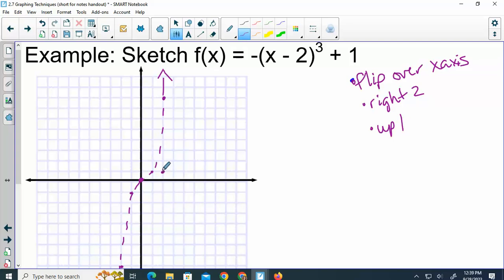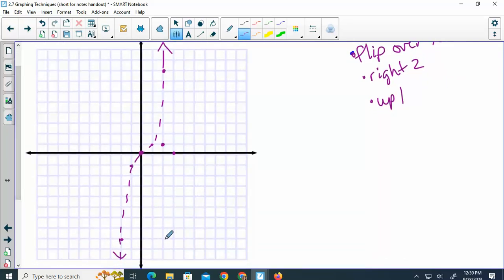Right 2 and up 1. If I take 1, 1 and flip it, it goes down to negative 1. Right 2 and up 1. I did 2, 8 just for practice, so that would take it to 2, negative 8 when I flip. Right 2 up 1, and then do the others. Minimum of 3 points, but you can always do more.